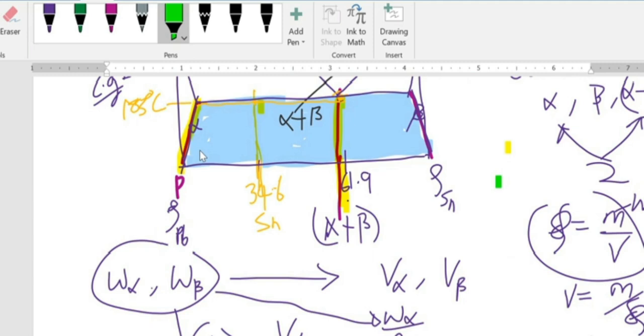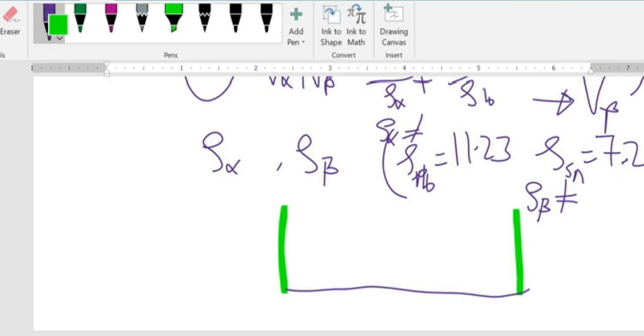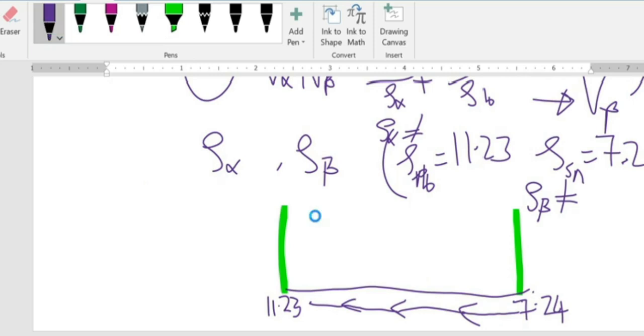alpha. When it is here at the last vertical line, then density of beta is equal to density of tin. So what actually happens is here is lead and here is tin. This is the only point where lead is 11.23, and this is the only point where tin is 7.24. So in between, lead will begin to decrease till it reaches 7.24, or tin begins to increase till it reaches 11.23. Is it clear?